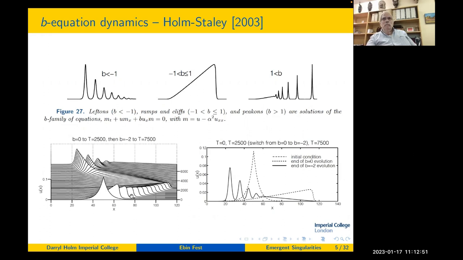So you can start out with a peakon as your initial condition, and begin with B equals zero, in the middle of the ramps and cliffs, and the peakon immediately drops down into being a ramp and cliff. And then after 2,500 steps, if you now just change for the next time step B to minus two, it goes thump, and it starts going back to the left and goes out here and stops. These figures were made by Martin Staley, years ago now. So here's what we have. If we start with the peakon, it'll slump over immediately into ramps and cliffs. And then if you switch it at a given time step, it has no memory of what happened before. It just starts out with a new solution.